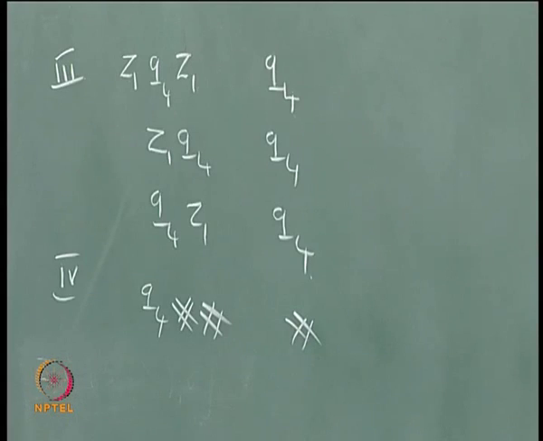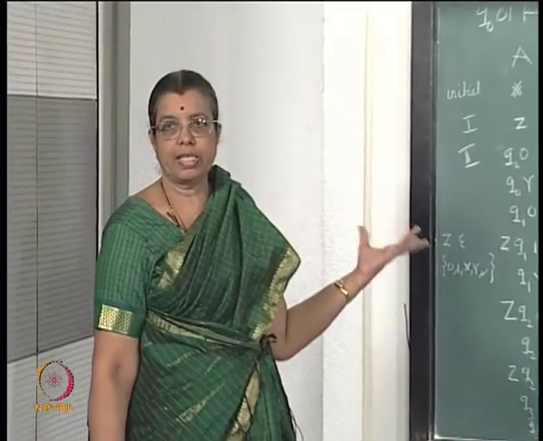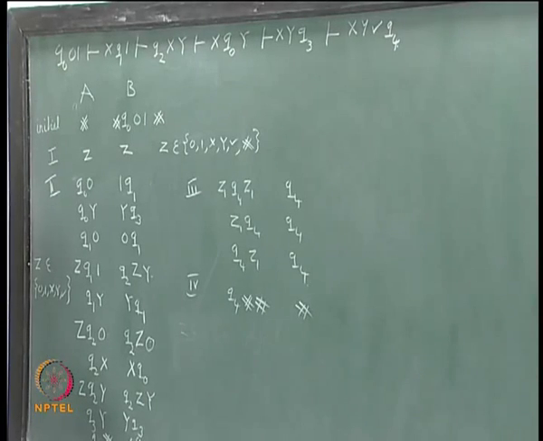Now, making use of these pairs of words, find out whether this is an instance of a PCP. This instance of PCP should have a solution if and only if M accepts W. What is W here? M is that machine. What is W?